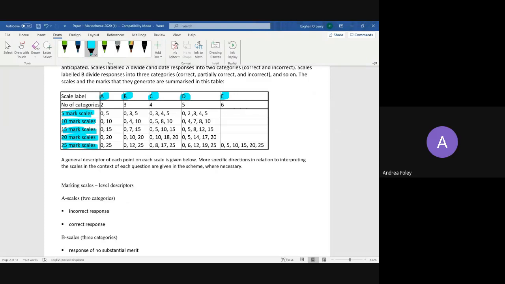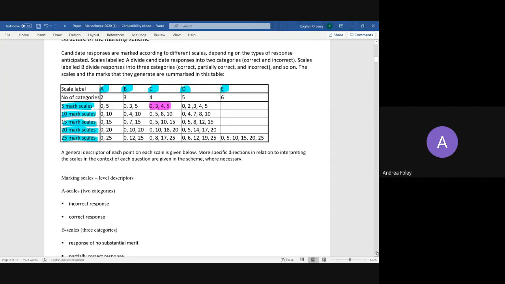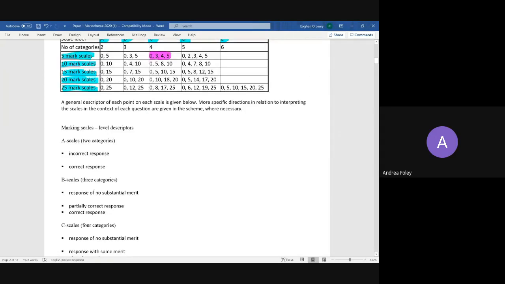You then need to know what that means in terms of where you're picking up marks. If we look at a 5-mark question on a C scale, you would get 0 marks for no substantial merit. For 3 marks, it would be a response with some merit. 4 marks would be an almost correct response, and then you'd get the full 5 marks for a correct response. Those listings are given under C scales further down the page. So that gives you an idea of where marks will be picked up, depending on the scale that's given.